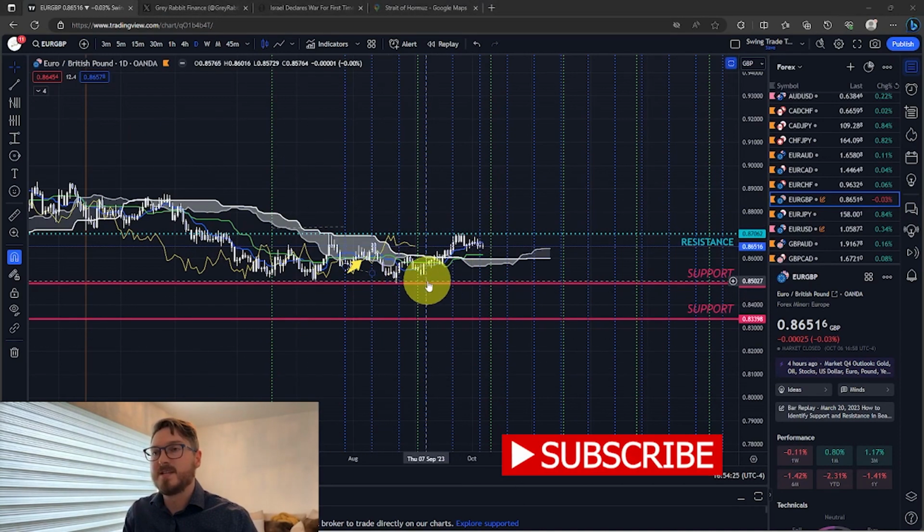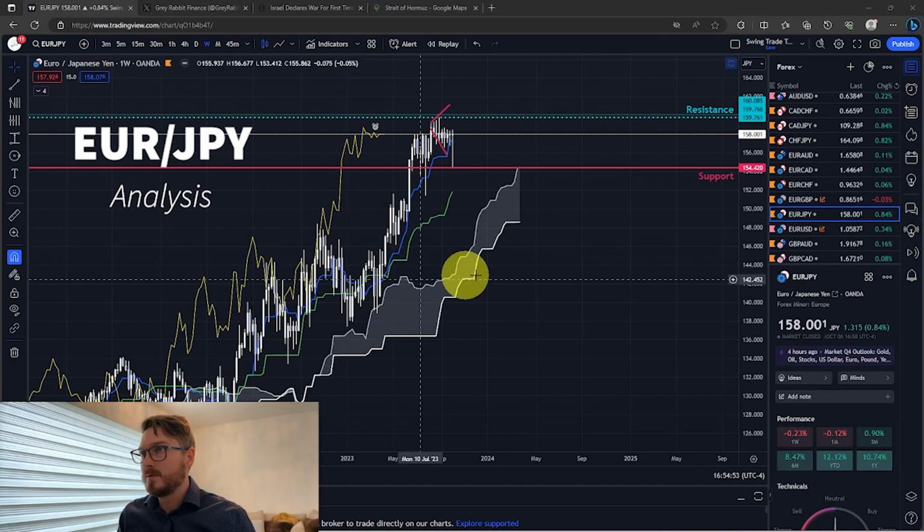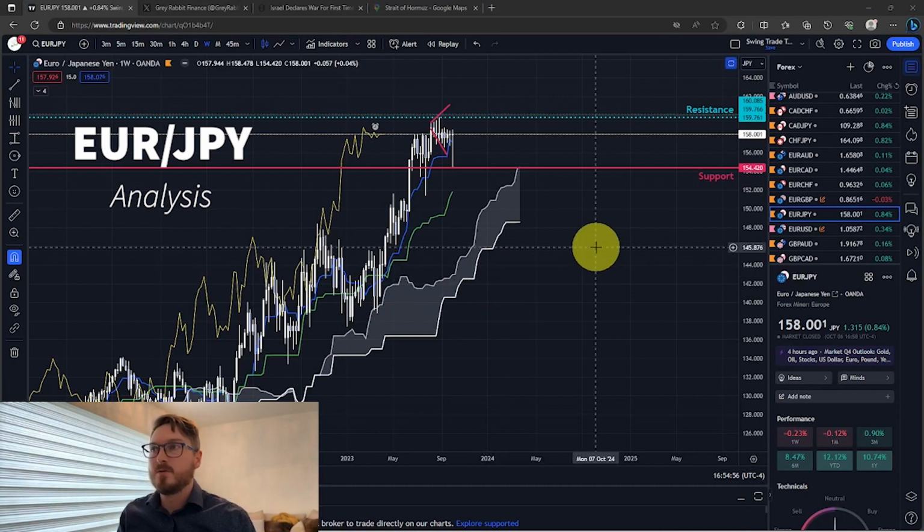But perhaps in the next few weeks, we might see price break this support level. So let's keep an eye on that. That's the 0.84928 level.